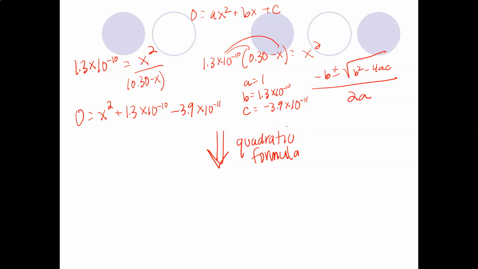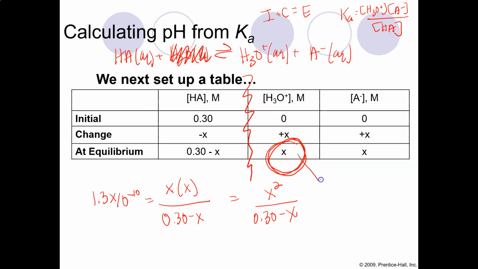Now, I get two values for x. One of them is going to be positive, and one of them is going to be negative in this situation. So I'm going to keep the positive one: 6.245 times 10 to the negative sixth. Okay, that's the value of x. So coming back over here, 6.245 times 10 to the negative sixth is the value of H3O plus, which is awesome.